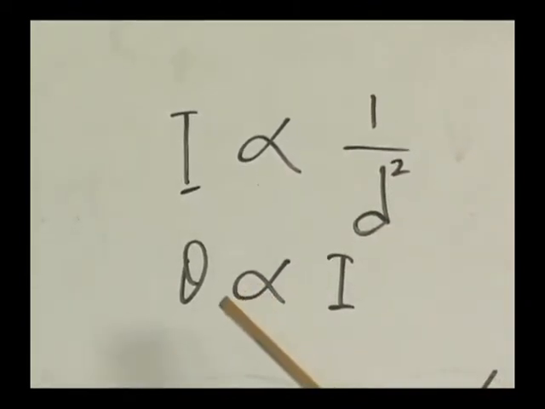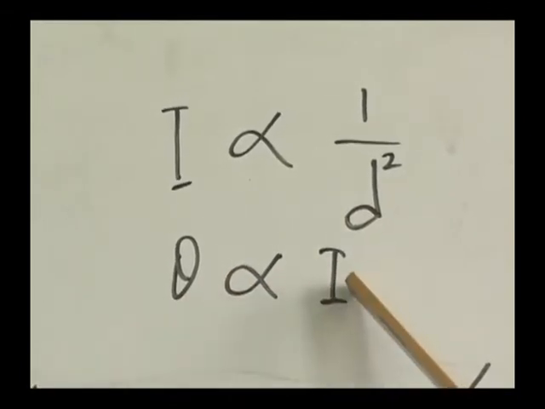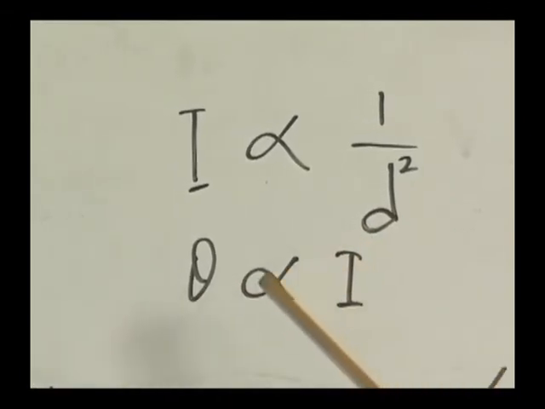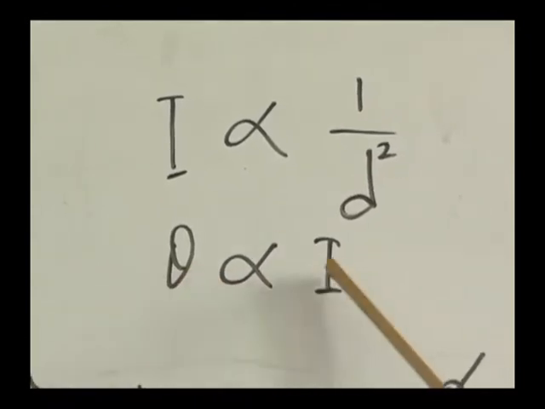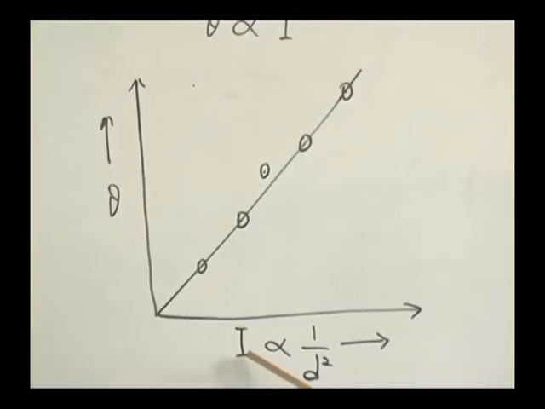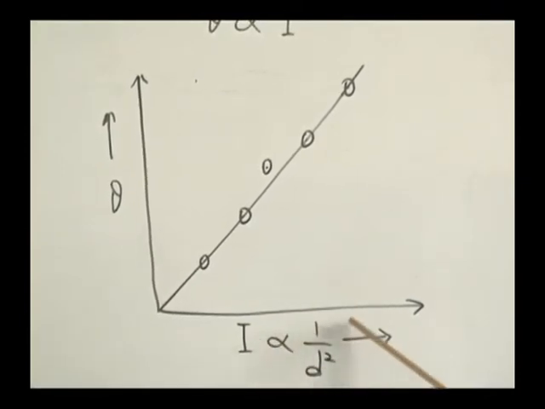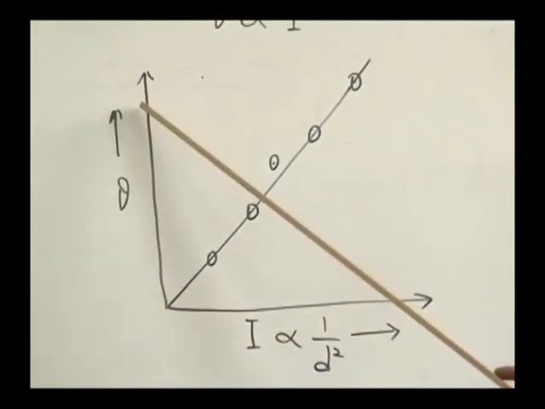We also know that electric current is directly proportional to the light intensity. So here we will plot a graph between the electric current and the light intensity. Now we will take the light intensity along the x-axis and the electric current along the y-axis.